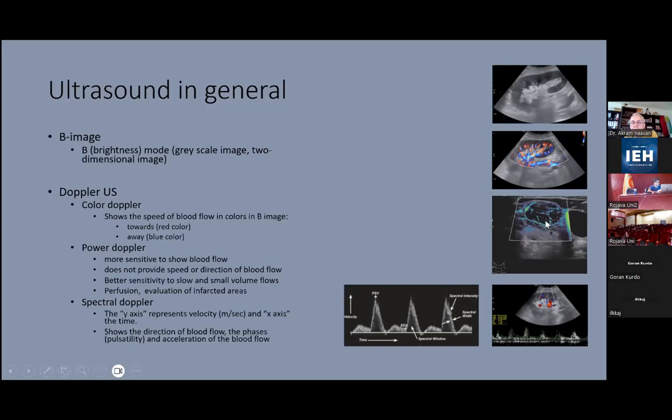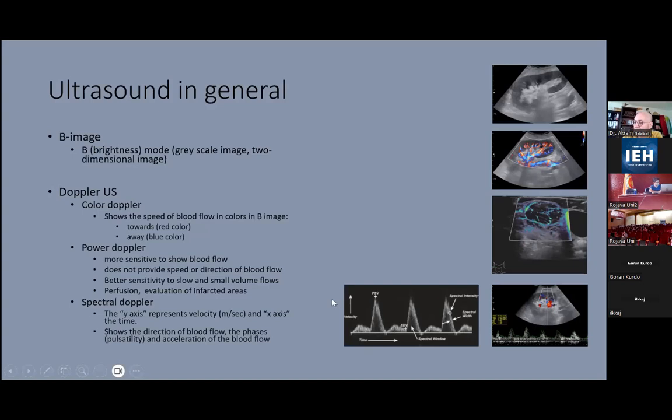Then you have spectral Doppler, where you can see the waves in a spectrum in two dimensions. We see the velocity and the time. And accordingly, we can see changes in the waves, in the systolic and diastolic waves.